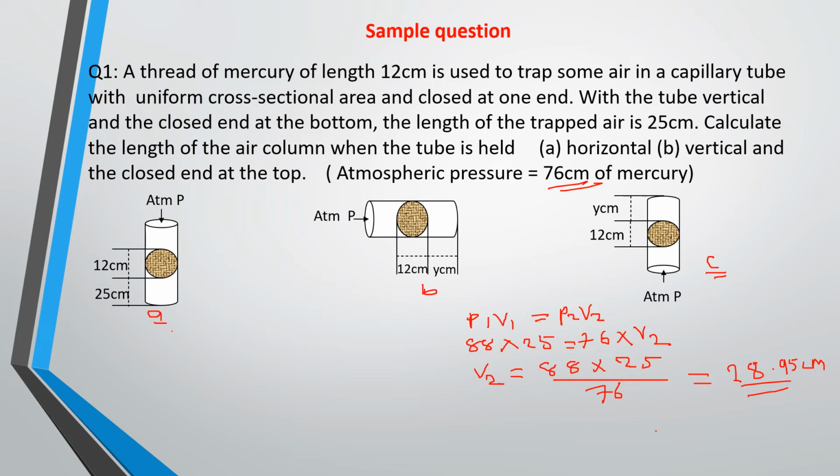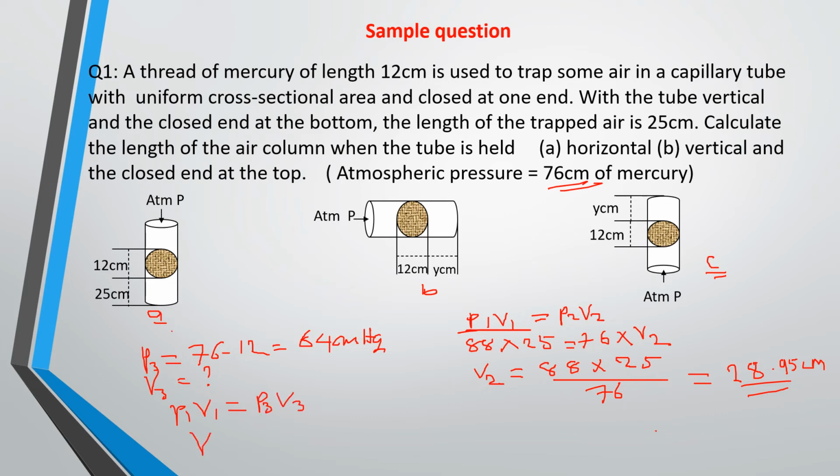Okay, so as I said, your P3 is equal to 76 minus 12, and that gives us 64 centimeters of mercury, and your V3 is what we are looking for. So P1V1, we already know that. So P1V1 is equal to P3V3.